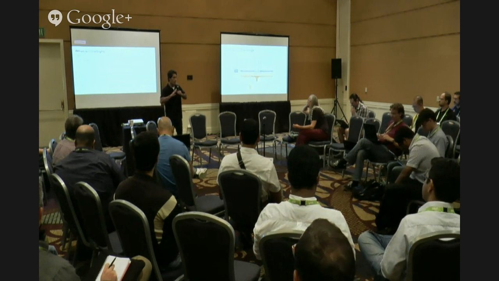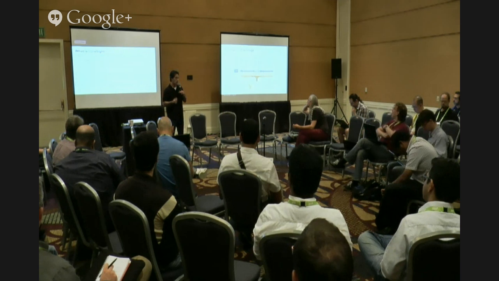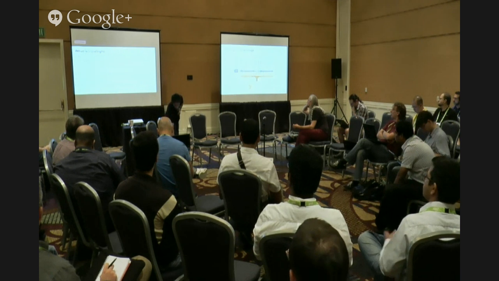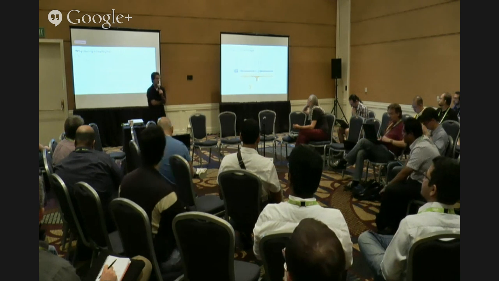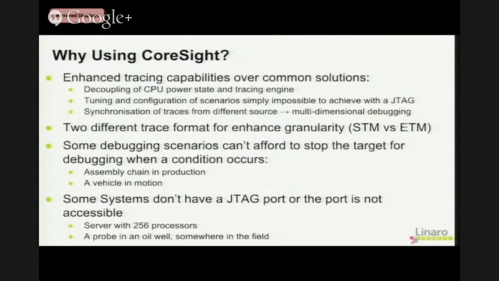Okay, so all we're concerned about here, and all Linaro is trying to push upstream right now, is a solution to support hardware-assisted tracing. Okay, the main reason why one would use Coresight over JTAG is definitely enhanced tracing capabilities.